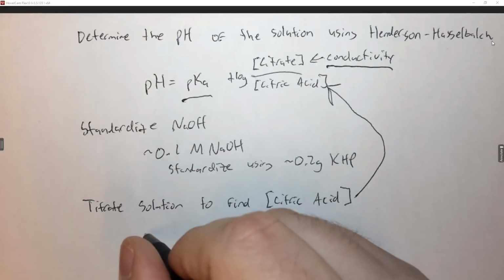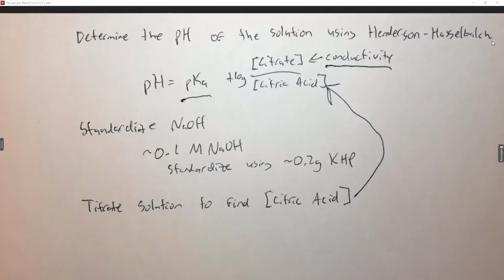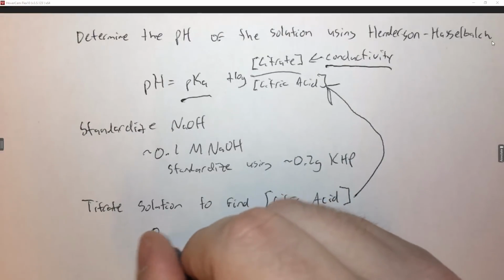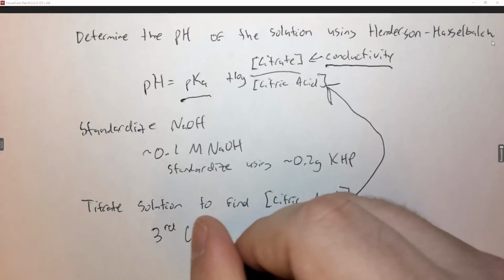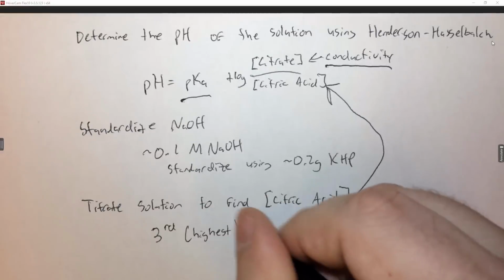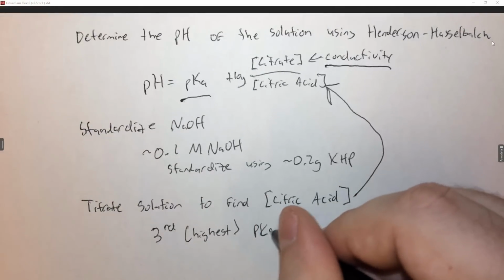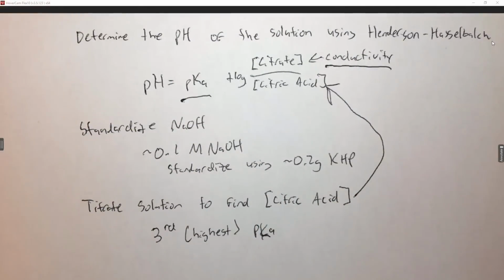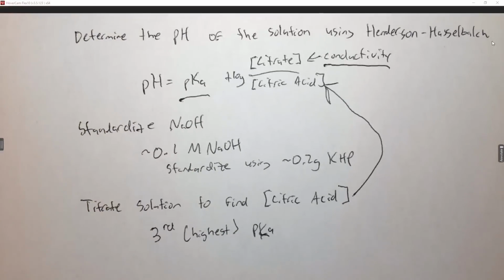Citric acid has 3 pKa values that you can find in the literature, and you should use the third or highest pKa value for citric acid, as this is most closely the pKa of the citric acid solution. So make sure that you use the third and highest pKa value when you substitute in.